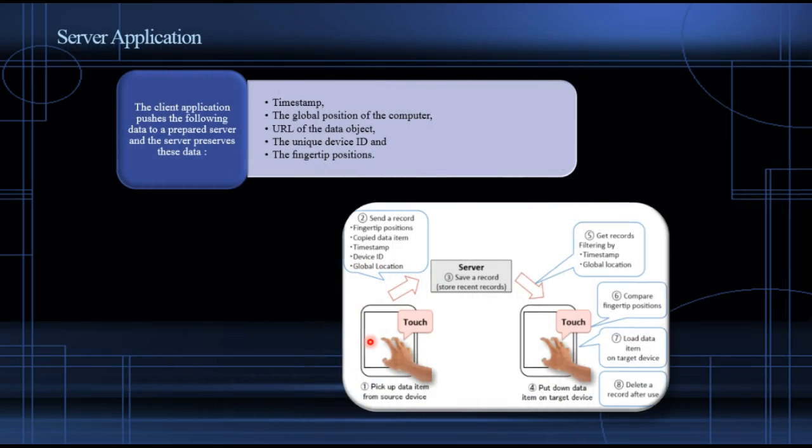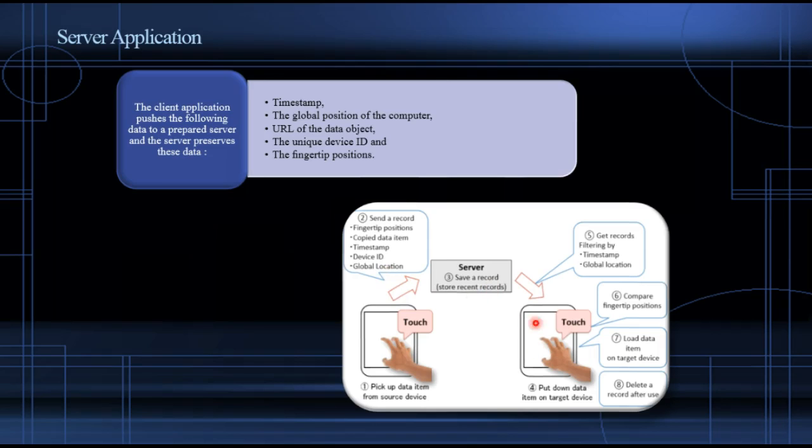So at the server side, the client collects all the information like the timestamp, the global position of the computer, the URL of the data object, the unique device ID, and fingertip positions. These are all data collected by the client and pushed to the server, where the server preserves all this data. So in this picture we can see when a user touches the screen, the client collects all this information and sends it to the server.